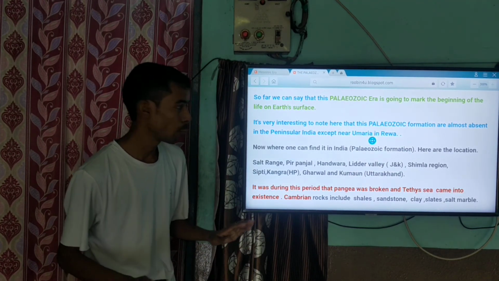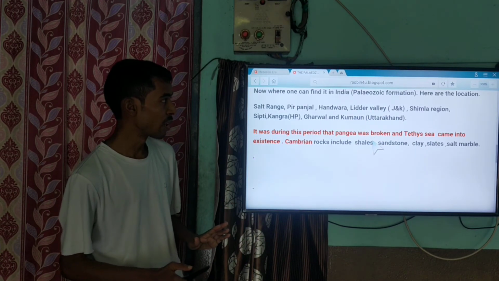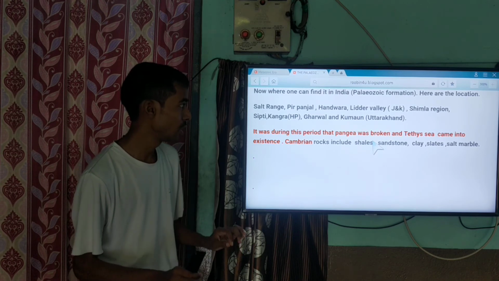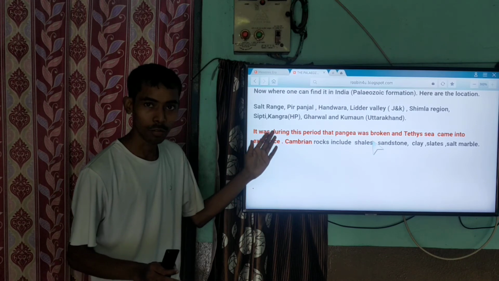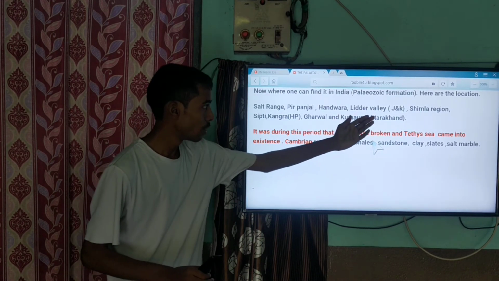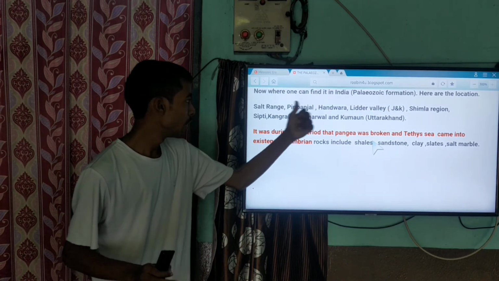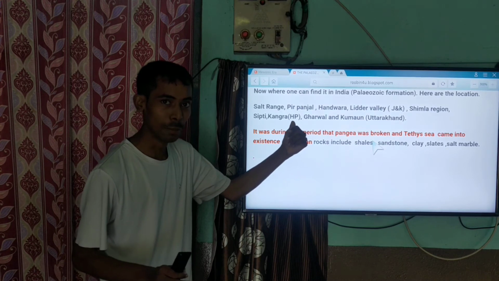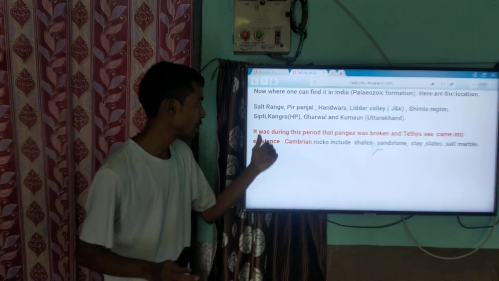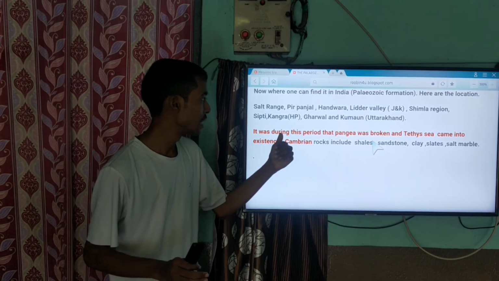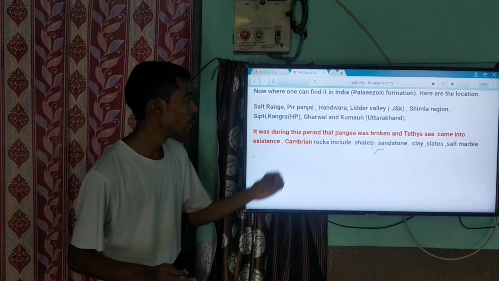Now, where are you going to find all this Paleozoic formation? It varies from place to place. If you talk about Jammu and Kashmir, there you will get it in Handwara, Lidder Valley, Pir Panjal, Salt Range. Now, Simla region, Spiti, Kangra, you will get this in Himachal Pradesh. Now, Garhwal and Kumaon, you will get this in Uttarakhand.